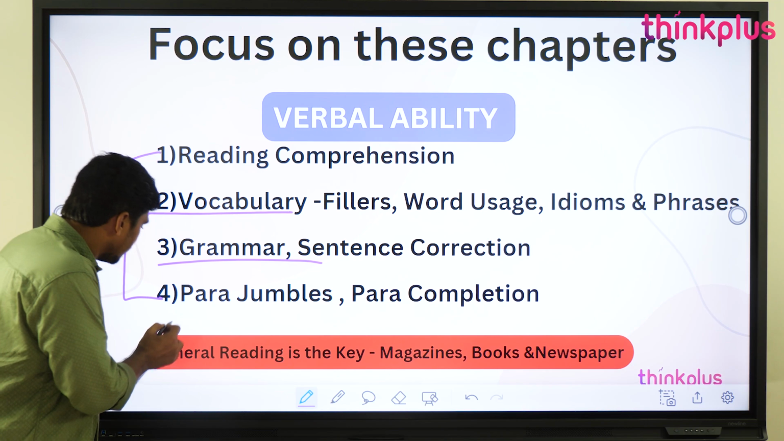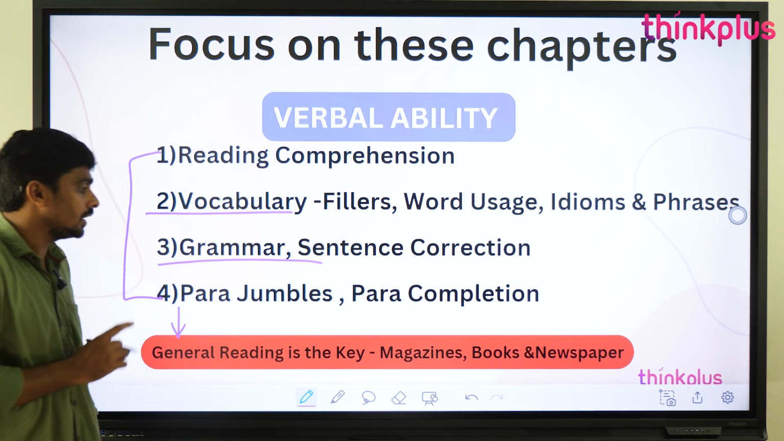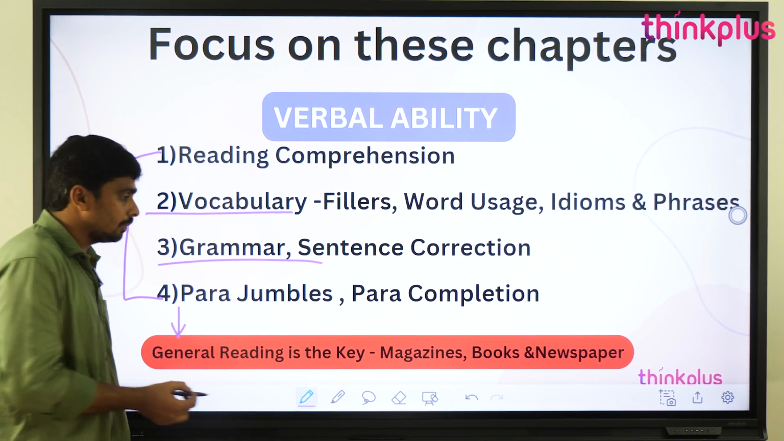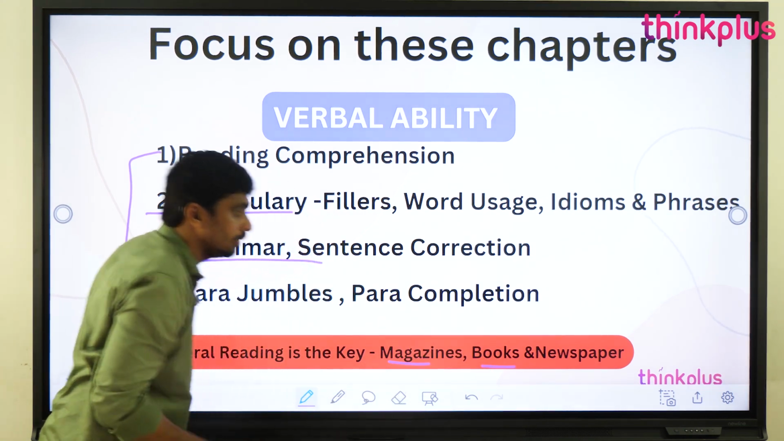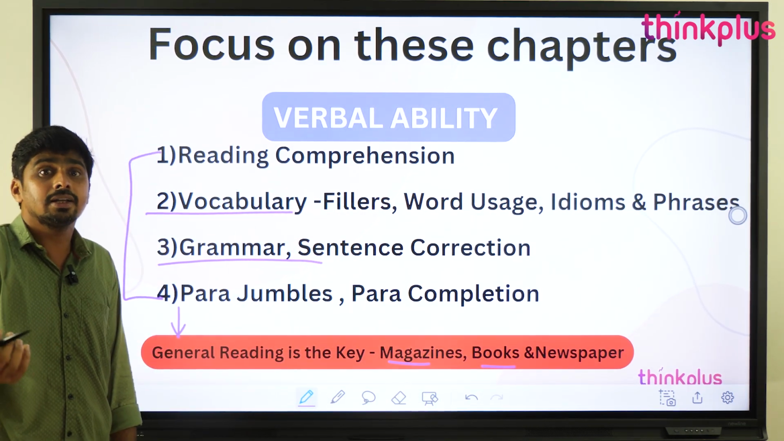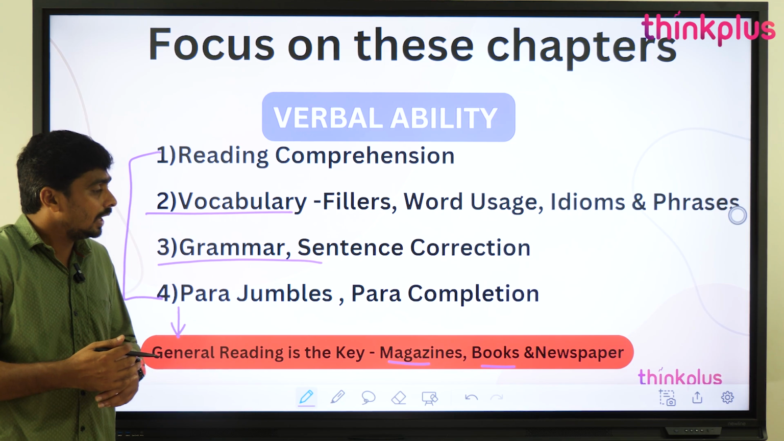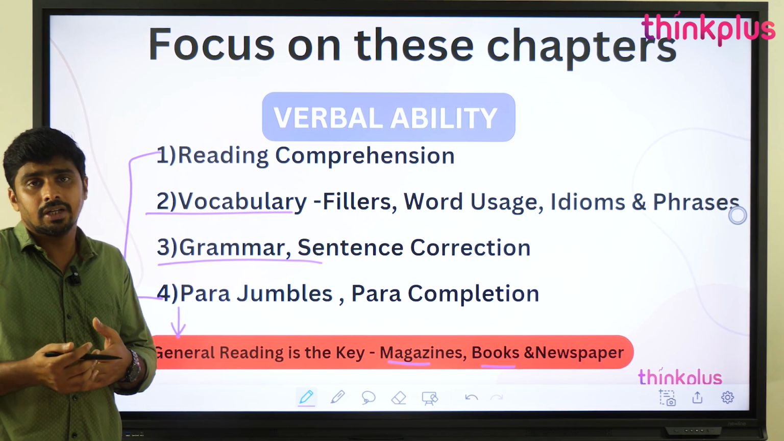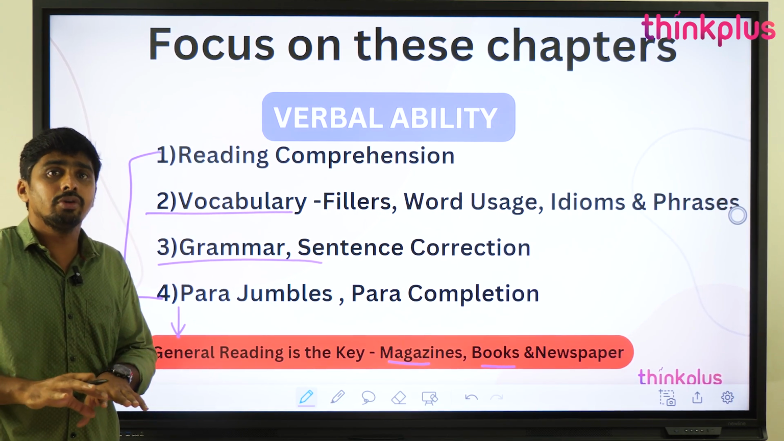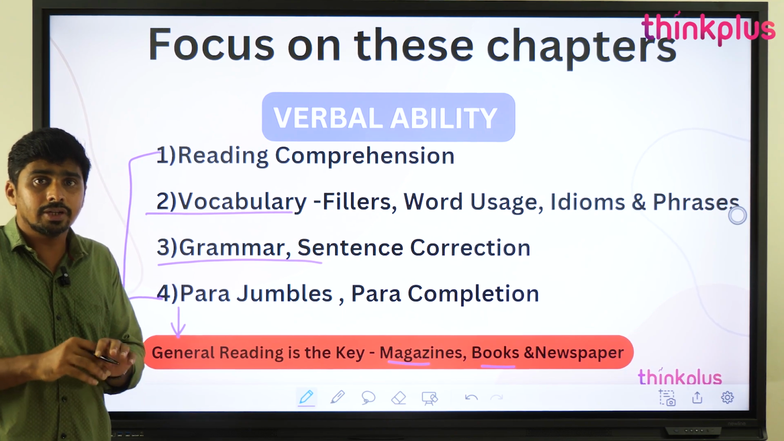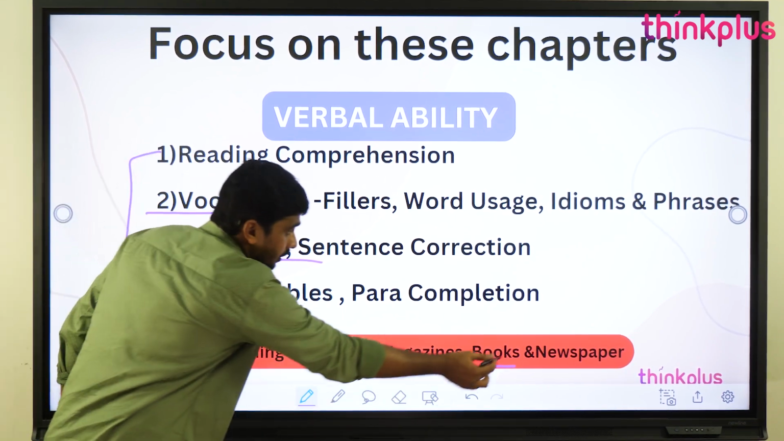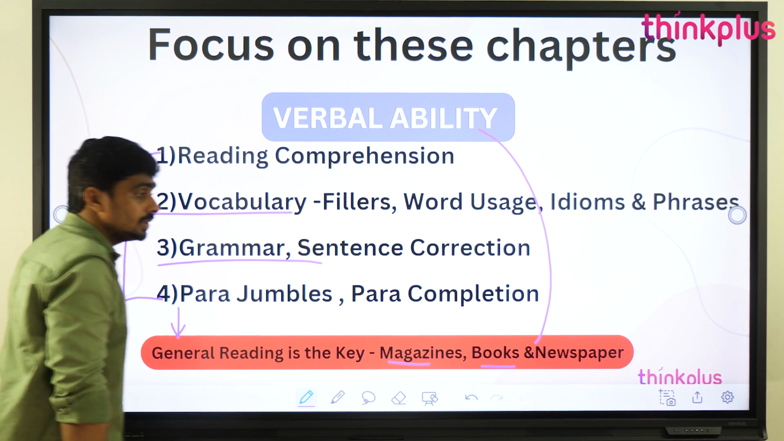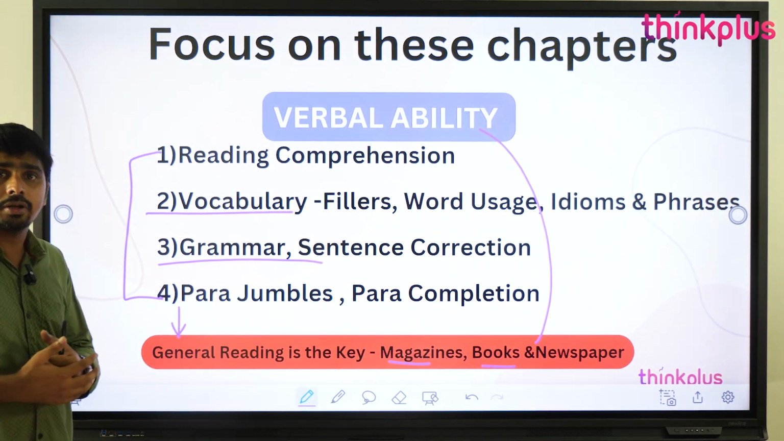In addition to this, I strongly recommend that general reading is the key. Either you should pick up a magazine or a book or a newspaper. If you are reading the newspaper at least 3 days a week, that helps, because in the interview also, 15% weightage is given to how aware you are of your surroundings. It's good to read the newspaper. That could be a double advantage. It could be helpful for your verbal ability section, and also you get to know a lot about what's happening in the world.